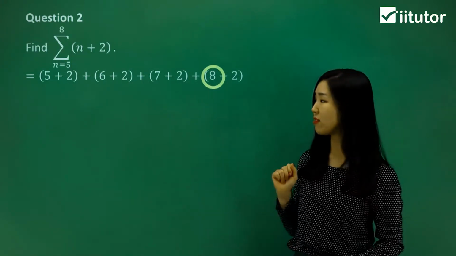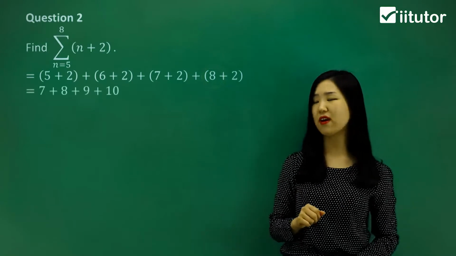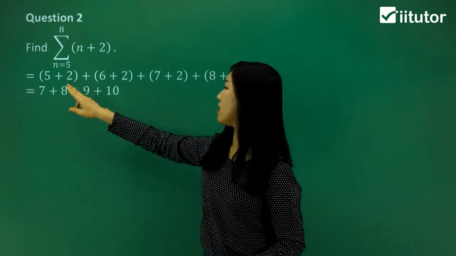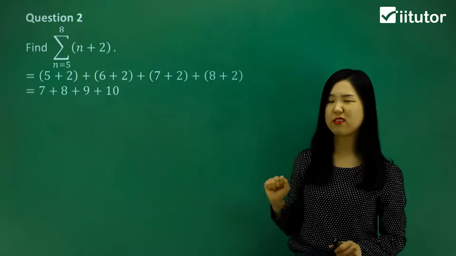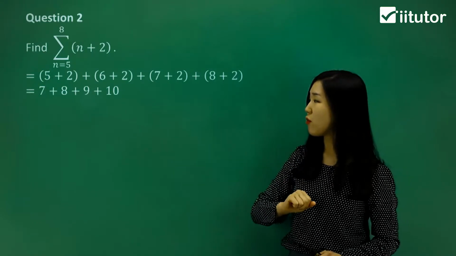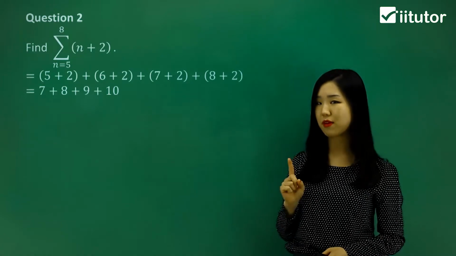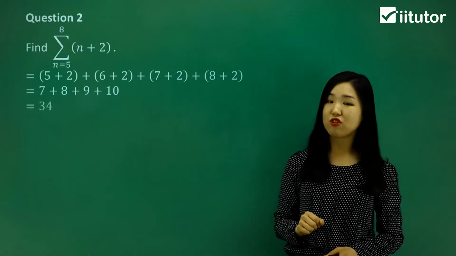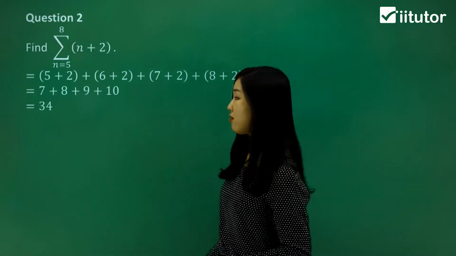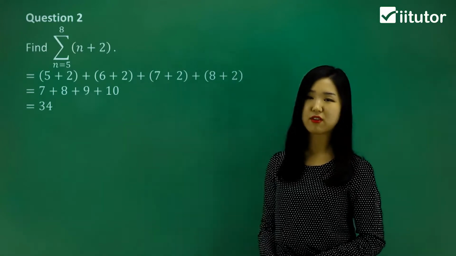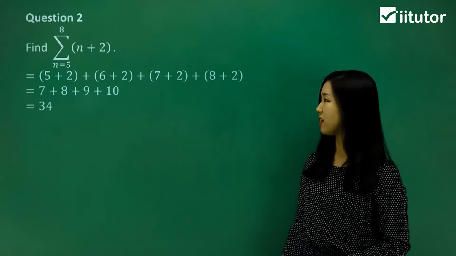So now again, we have to simplify it. I've just simplified a little bit. 5 plus 2 is 7, 6 plus 2 is 8, and so on. Then add those 4 numbers up for me, because again, we have to do sum, don't we? So always remember it's sum with sigma notation. And you'll get an answer of 34. So that's just our value of the summation. So be careful when you're actually calculating it though.